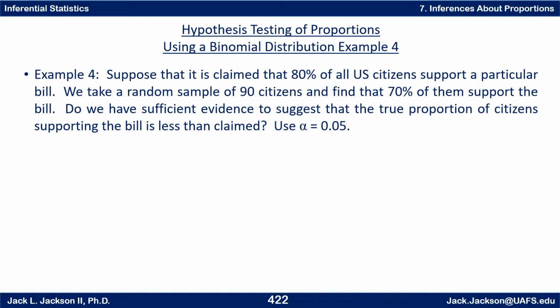Okay, so let's look at this example. Suppose that it's claimed that 80% of all U.S. citizens support a particular bill. We take a random sample of 90 citizens and find that 70% of them support the bill. Do we have sufficient evidence to suggest that the true proportion of citizens supporting the bill is less than claimed? Use alpha equals 0.05.